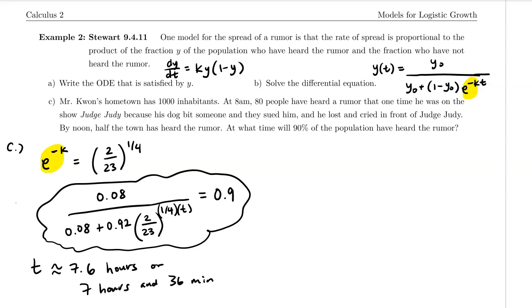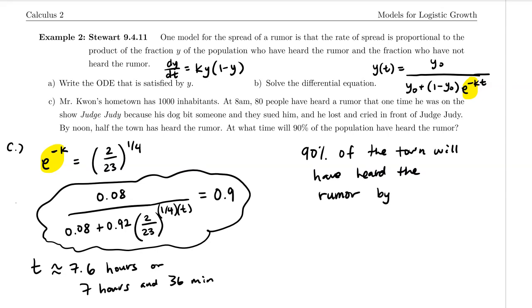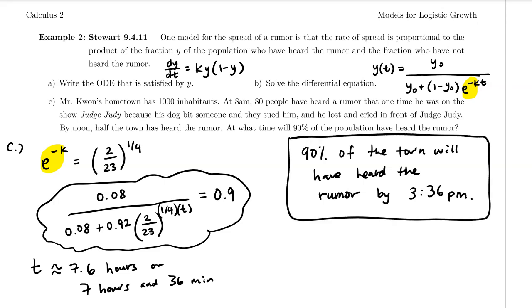So when we're answering the question, at what time will 90% of the population have heard the rumor, we can say 90% of the town will have heard the rumor by, and then we're starting at 8 a.m., so 7 hours and 36 minutes later would be 3:36 p.m. And that concludes this example.